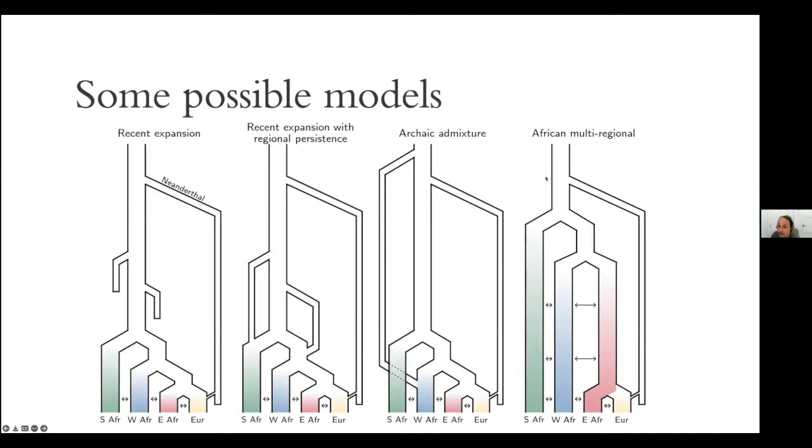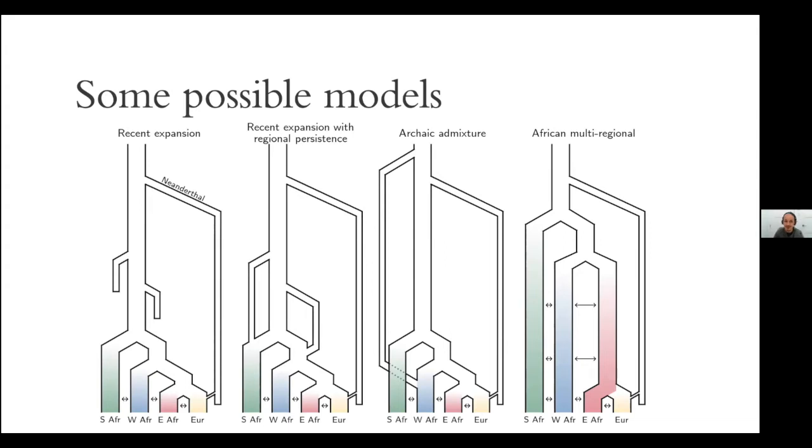And then the other one would be a multi-regional model, where there were modern human populations living in Africa going back hundreds of thousands of years, mixing over time, but essentially there is continuity of populations and maybe cultures in different parts of Africa. And so these are the different models that people have discussed in the anthropological literature.